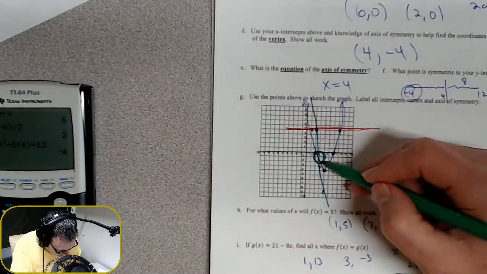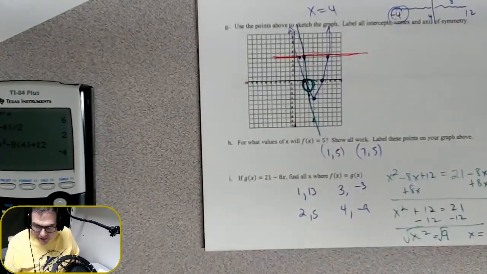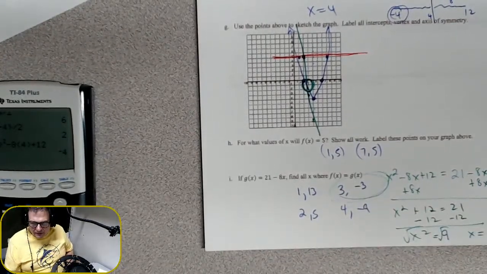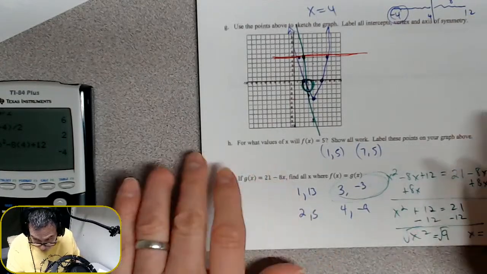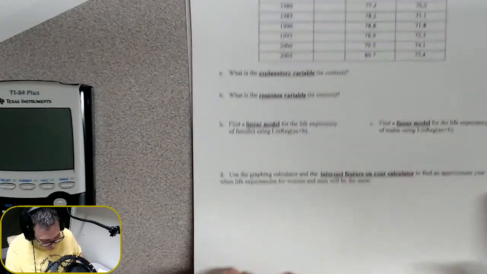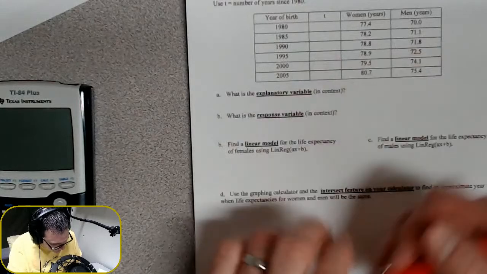So we were right around there. If I drew this graph really nice, right around there. 3 comma negative 3. There's my point of where they're equal to each other. And like I said, I got to draw my graphs a little nicer. Let's finish it off. Last page. Last page right here. We got the nice little chart right here.